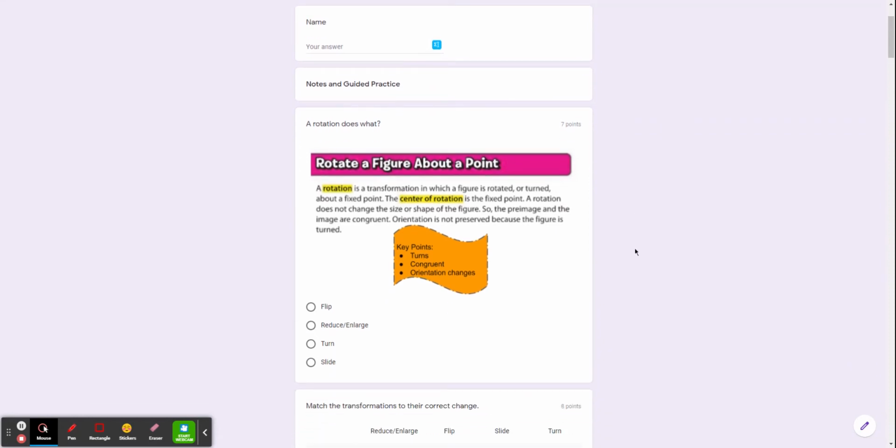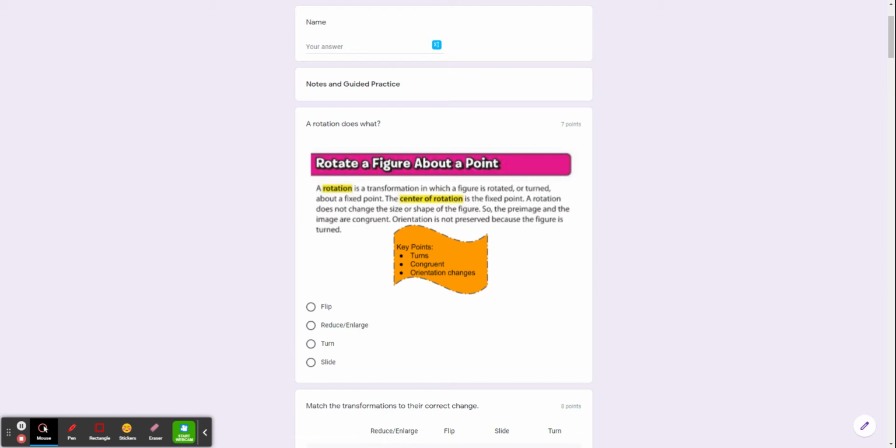So first, what exactly is a rotation? A rotation is a transformation in which a figure is rotated or turned about a fixed point. The center of rotation is the fixed point. A rotation does not change the size or shape of the figure, so the pre-image and the image are congruent. But orientation is not preserved because the figure is turned. There are some key points here that I want to point out.